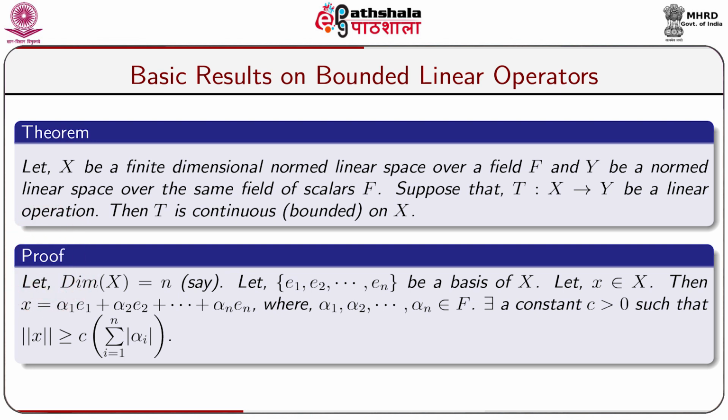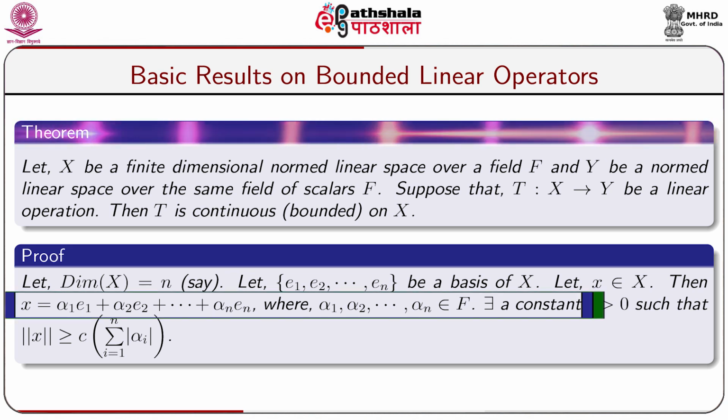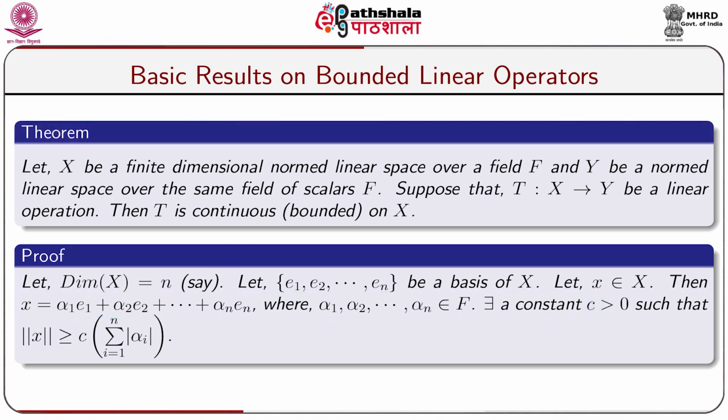Let the dimension of X be equal to n, say. Let E1, E2, ..., En be a basis of capital X. Let x belong to capital X. Then x is equal to alpha 1 E1 plus alpha 2 E2 plus ... plus alpha n En, where alpha 1, alpha 2, ..., alpha n belong to capital F. Hence, there exists a constant c greater than 0 such that norm of x is greater than or equal to c times sigma i equal to 1 to n modulus of alpha i.